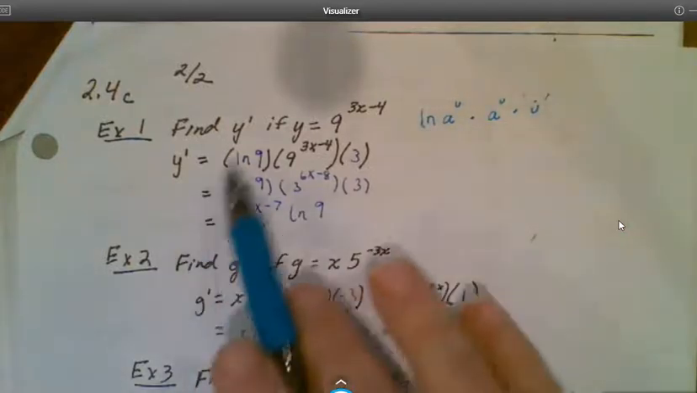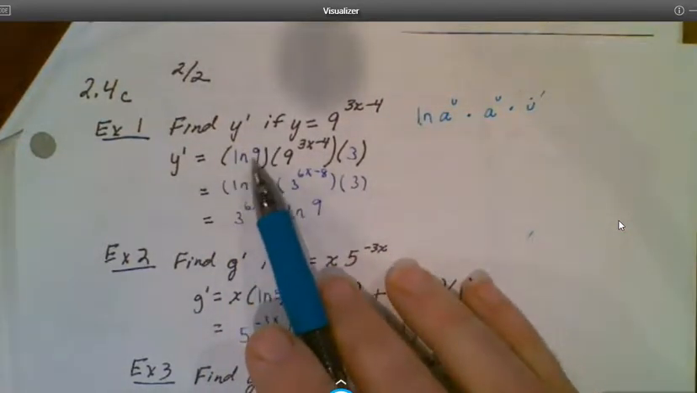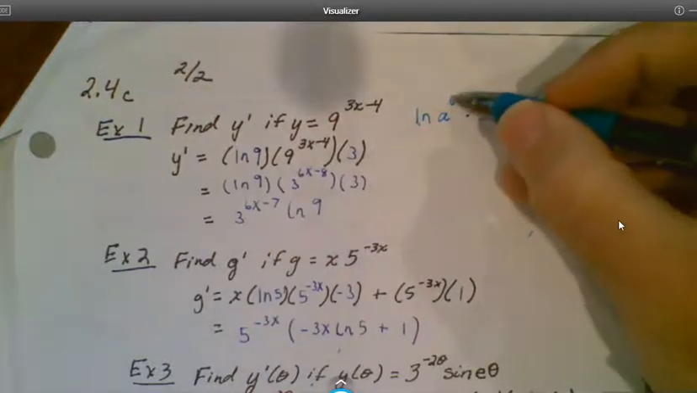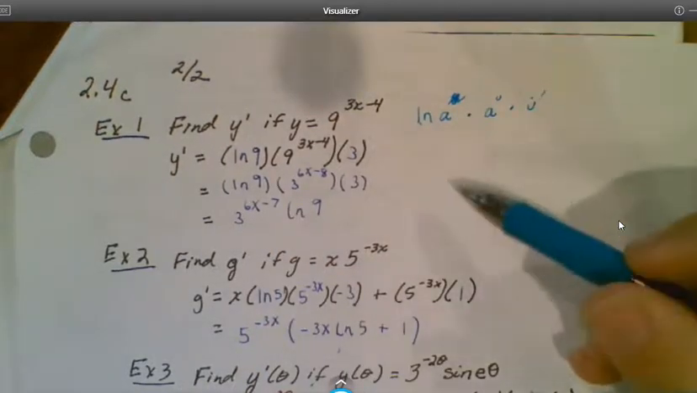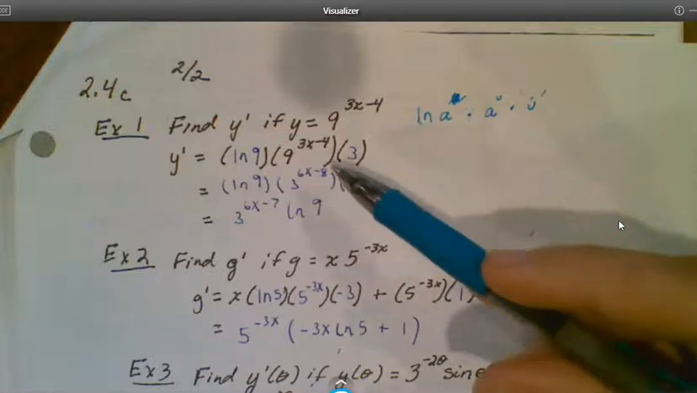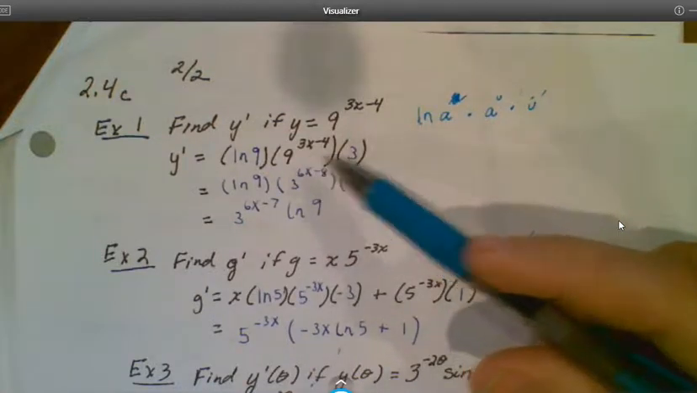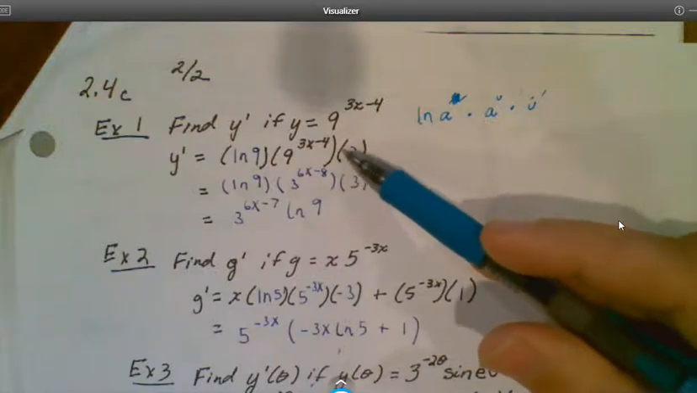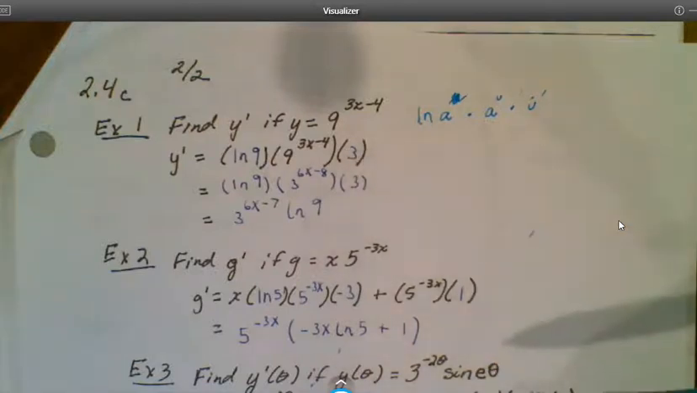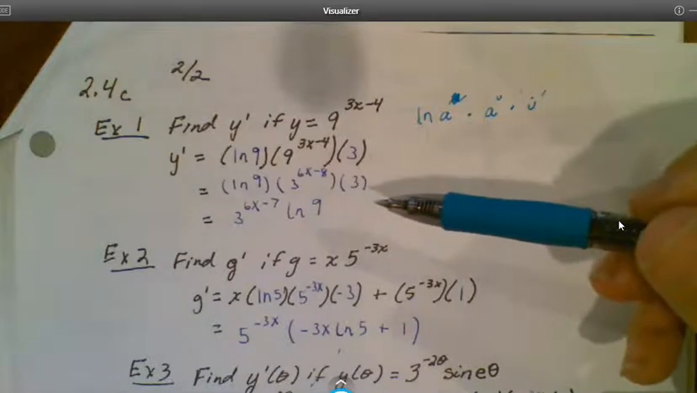And so I have my natural log of my base, sorry, this was just a. So I have the natural log of my base times a to the u, which is 9 to the 3x minus 4, times the derivative of that interior function, which is just 3. And then whatever we can do to clean these up a little bit, we can do.